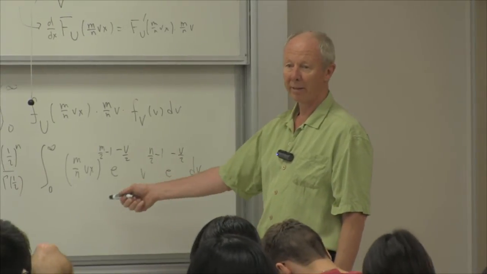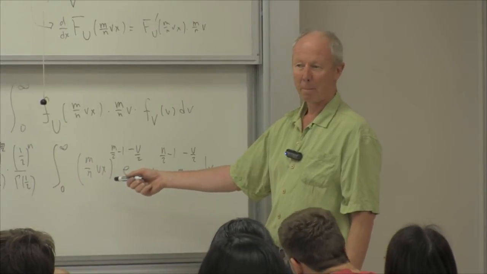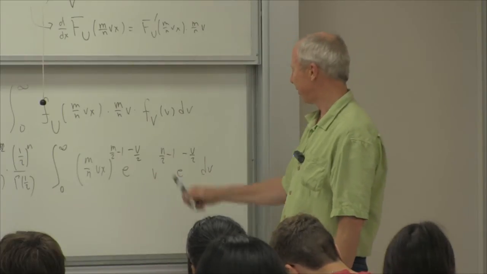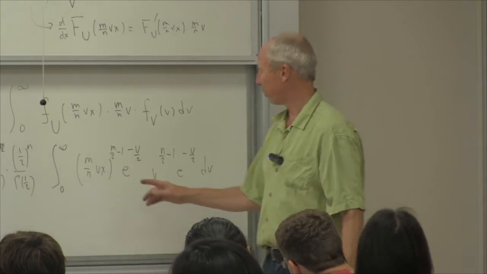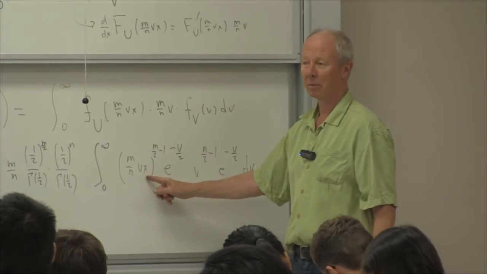I promise you, it's not as bad as it looks. Okay, now what in here doesn't have a v? Well, this doesn't have a v. Let's pull that out, and the x doesn't have a v. Let's pull that out. Okay.